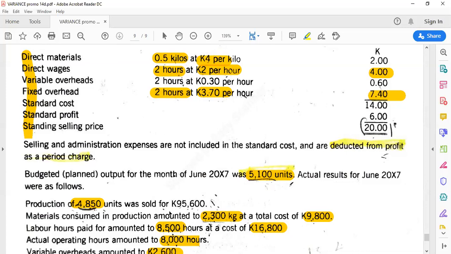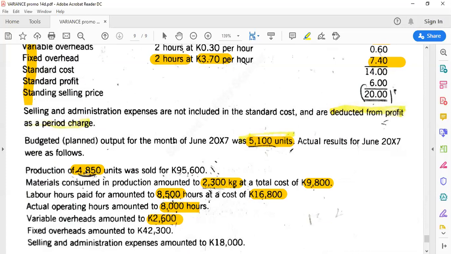You also compare the actual production. The actual production was 4,850. How much did it cost them to make? Fixed overheads amounted to 42,300. These are the free marks in the exam. Variance analysis is a free mark in the exam.